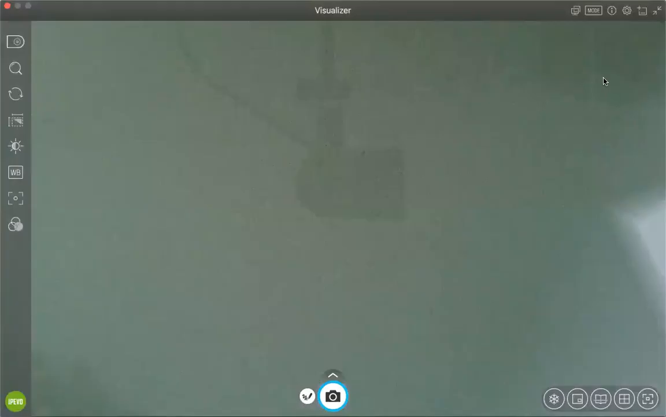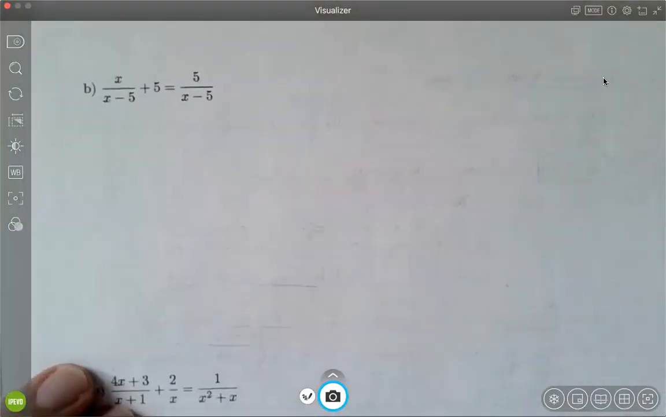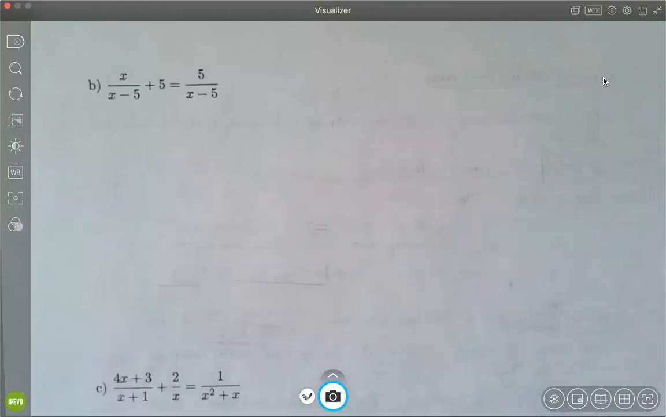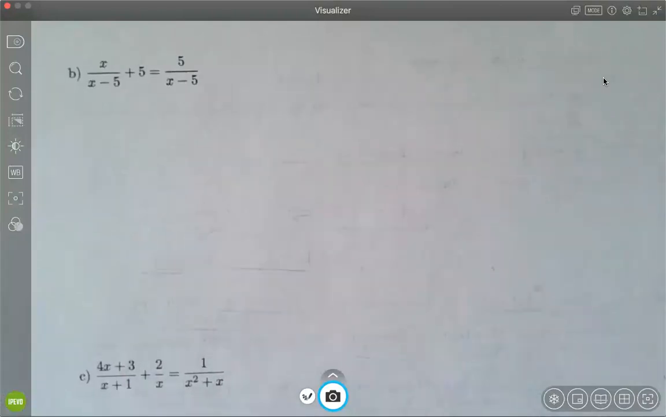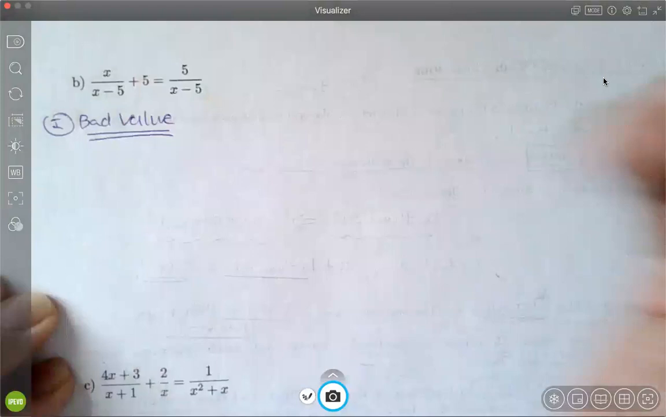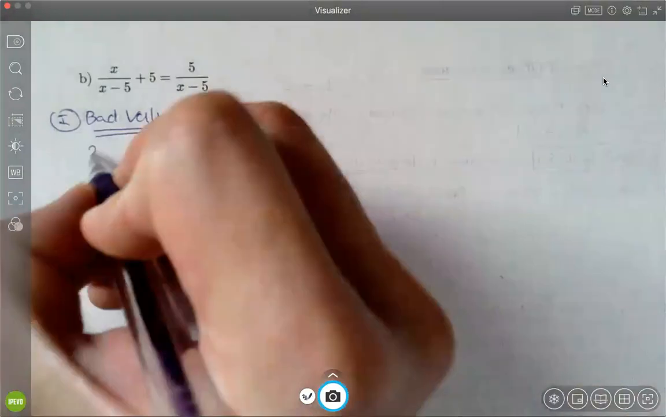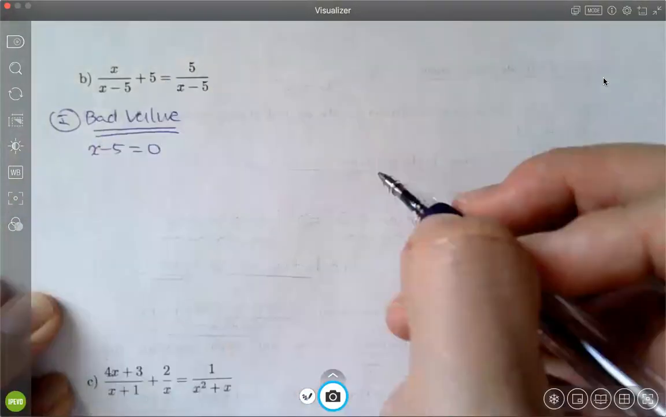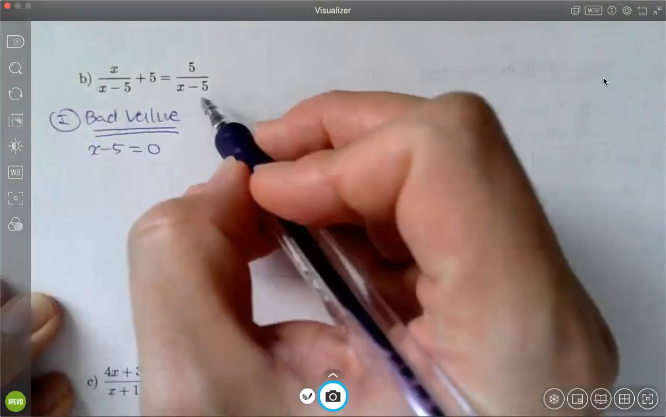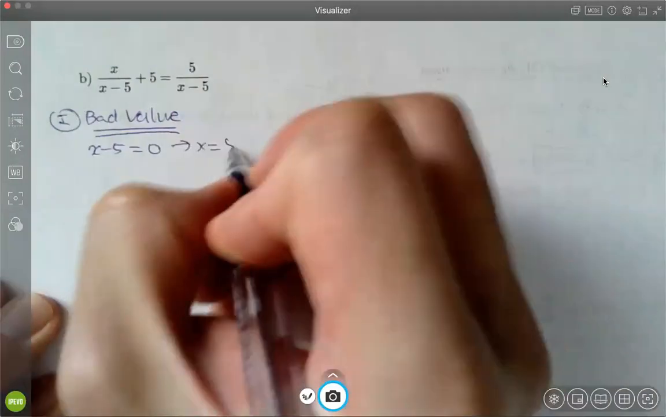Okay, so now part B. x over x minus 5 plus 5 is equal to 5 over x minus 5. Okay, so now here, let's first find the bad values. So what do you do? Remember, set denominators equal to 0, right? Okay, so what does that mean? x minus 5 equal to 0. And what do you notice for the second denominator? It's the same, right? So what does that mean? Just 5 is the bad value, right?